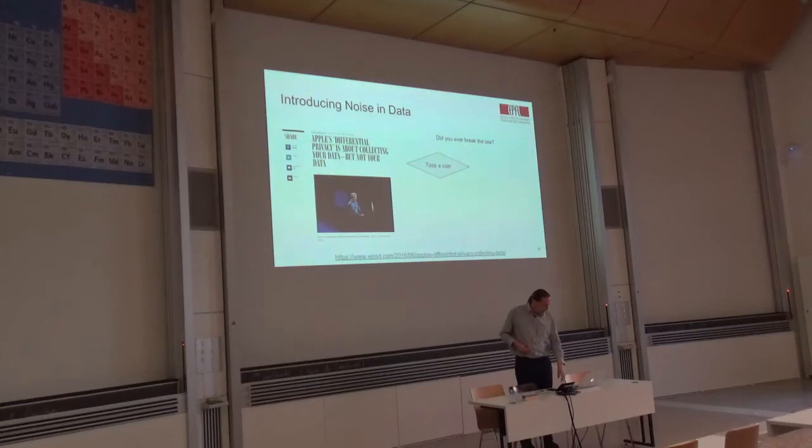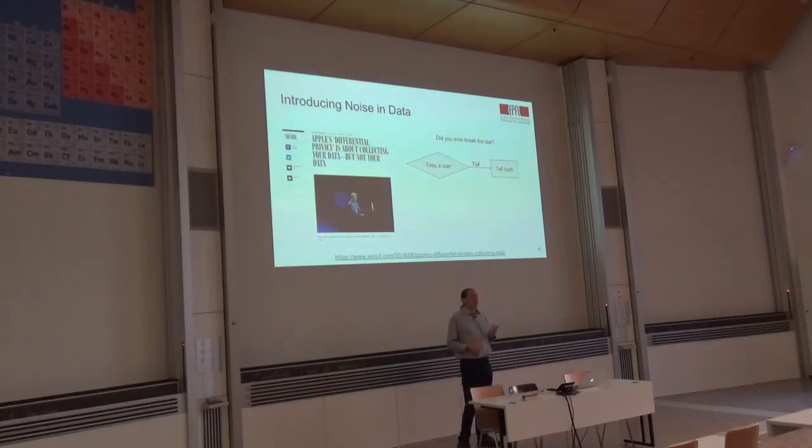If you ask the user a sensitive question like, did you ever break the law? The user doesn't just answer. Instead, the user follows this flowchart. The user first tosses a fair coin. If it comes up tails, the user tells the truth about whether they broke the law or not.